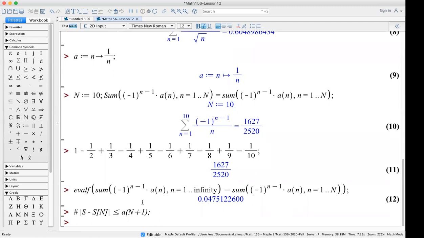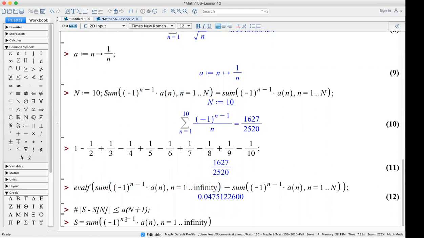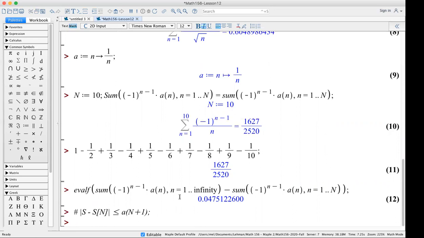So what does this say? Let's just look. So S is equal to the infinite series. Well, actually, I don't even need that. So here we have the infinite series from 1 to infinity. This is the sum of the first n terms. This is going to be less than a_{n+1}.